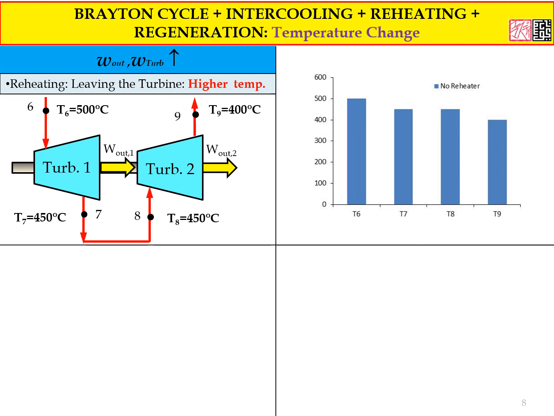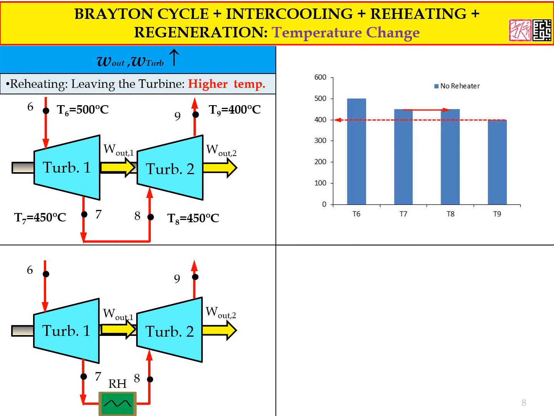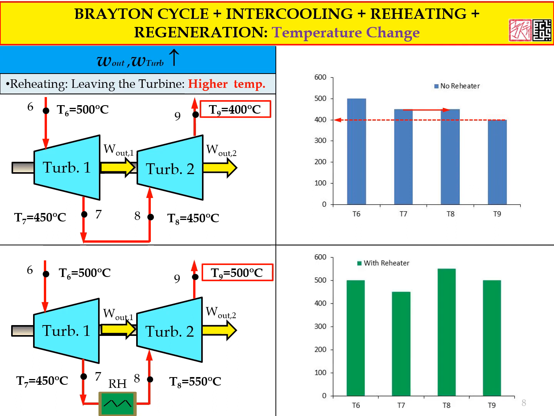So as you can see here, the temperature is decreasing from 500 degrees Celsius to 450 degrees Celsius, and then the output at state 9 is 400 degrees Celsius without reheating. So the temperature is lower. However, if we have the reheating process, the temperature stays, let's say, at 500 degrees Celsius, and state 7 is 400 degrees Celsius, and at state 8 the temperature will be 550 degrees Celsius, and the output at state 9 is 500 degrees Celsius, which is larger than the case without the reheating process.